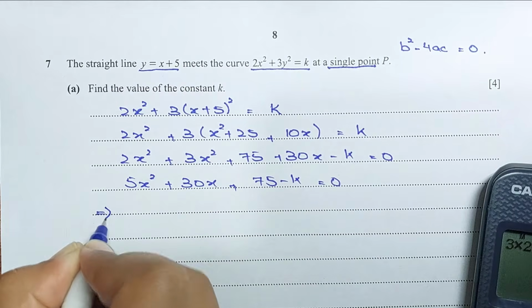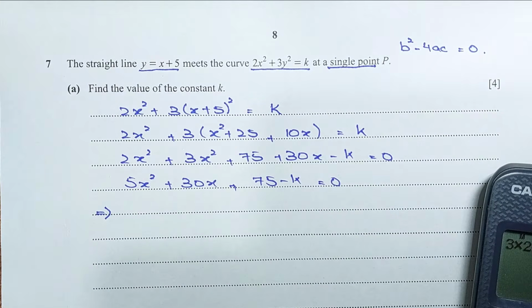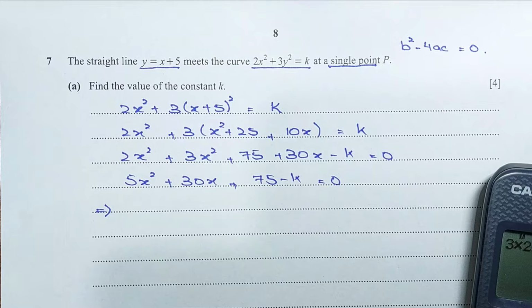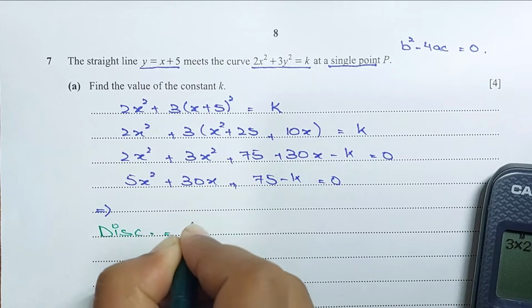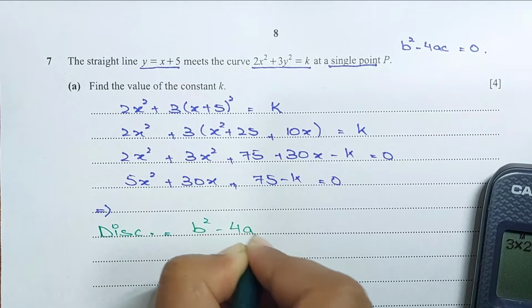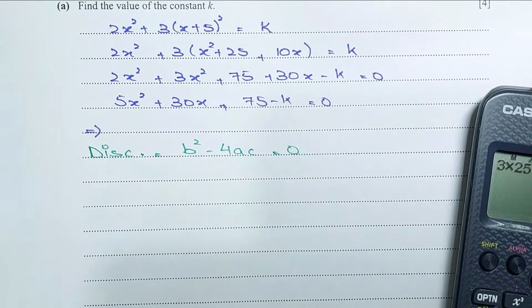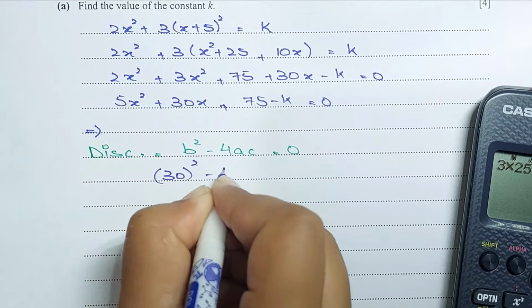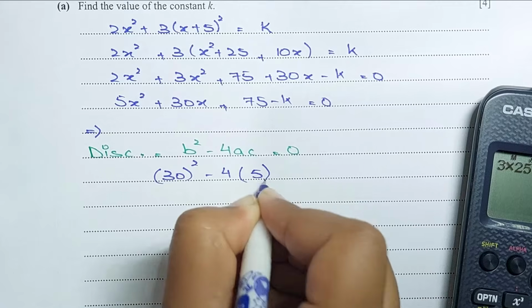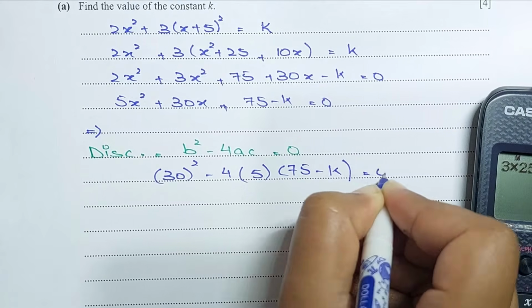This is a quadratic equation. When the line and the curve meet at a single point, it means its discriminant should be equal to 0. So we can say the discriminant, which is b square minus 4ac, should be equal to 0, and here we can easily get the k value, right? Okay, so the b value is 30, so 30 whole square minus 4, the a value is 5, and the c value is 75 minus k. This is equal to 0.